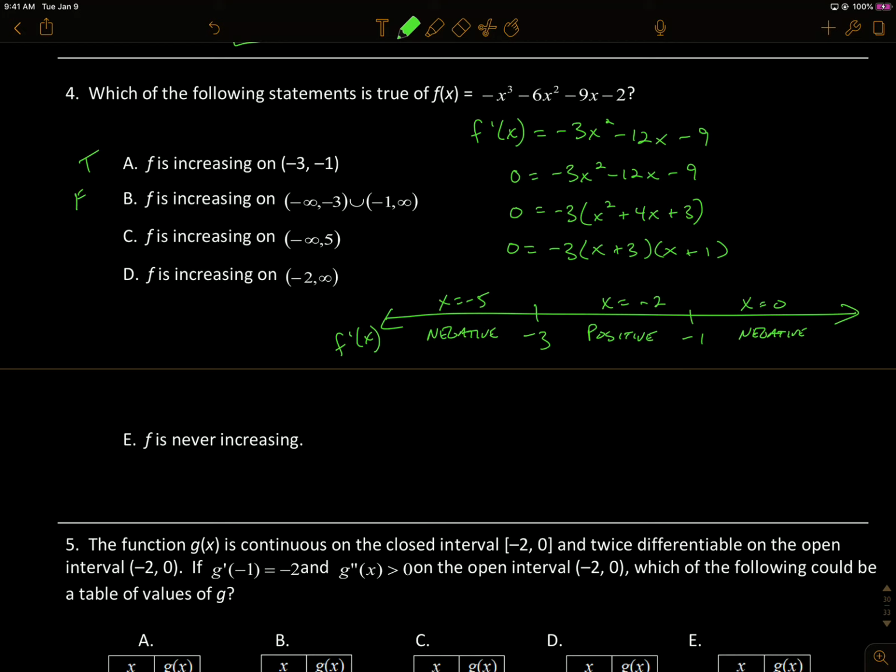Now they're asking about the interval from negative infinity to 5. No, there's just no 5. 5's not a critical value. And then they've got negative 2 to infinity. Again, it's not a critical value, so I'm not going to bother with that one. A is the one that's true.